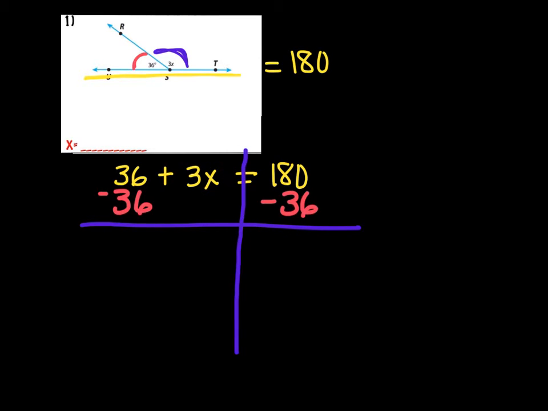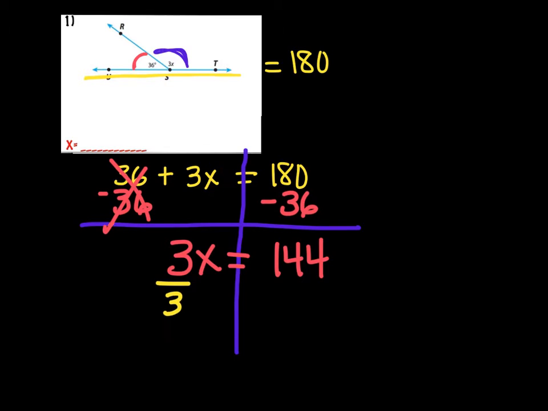Once you subtract the 36, those will cancel out, and all we have left on the left side is 3x, or 3 times a number. And then on the right side, we have to do 180 subtract 36, and that should be 144. When you look at both sides of your equation now, this says 3 times a number is 144. If you don't know what that is, we're going to do the opposite of multiplying, which is divide.